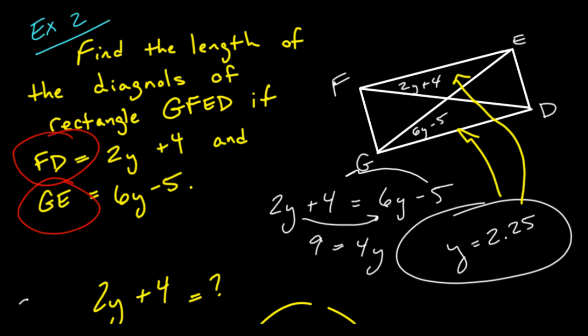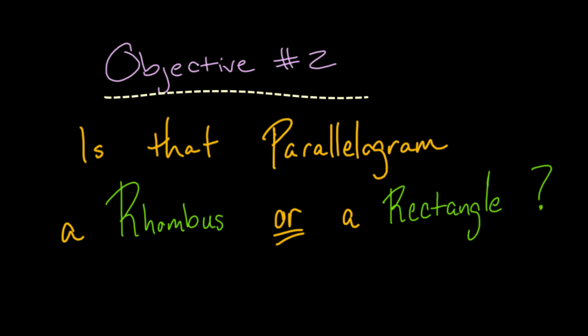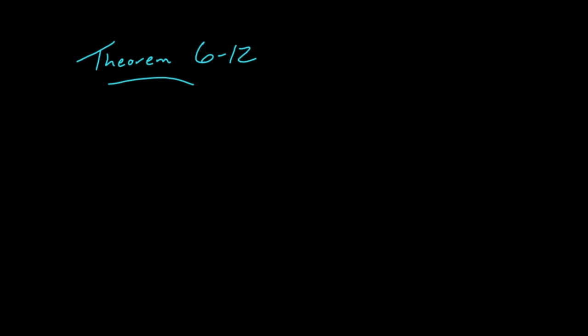And it's a rectangle, so GE is also 8.5. All right, and our second objective that we want to cover is if you're given a parallelogram, we want to be able to tell whether or not it's a rhombus or a rectangle. Now we've got a couple of theorems that are going to help us do that. The first one is theorem 6-12, and basically what that theorem states is that, oh, that red is a bad color on there, let's change that.